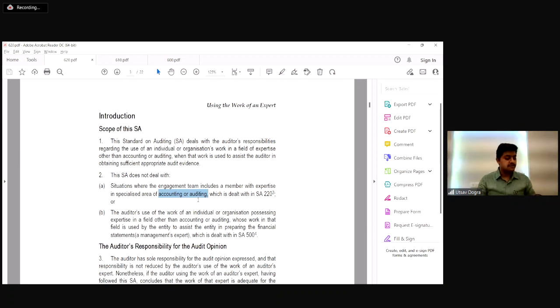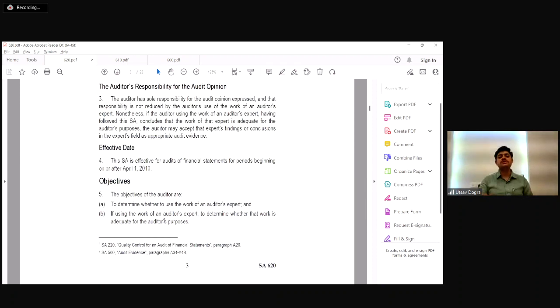So the audit party, if there is a person other than the accounting and audit expert, must be dealt with as an auditor's expert. In context of the management expert's definition, the definition remains the same. The person who has been engaged by the auditor himself, who is an expert in a field other than auditing or accounting, and whose work is to be used by the auditor, that person is known as the auditor's expert, and this particular standard talks about only the auditor's expert.